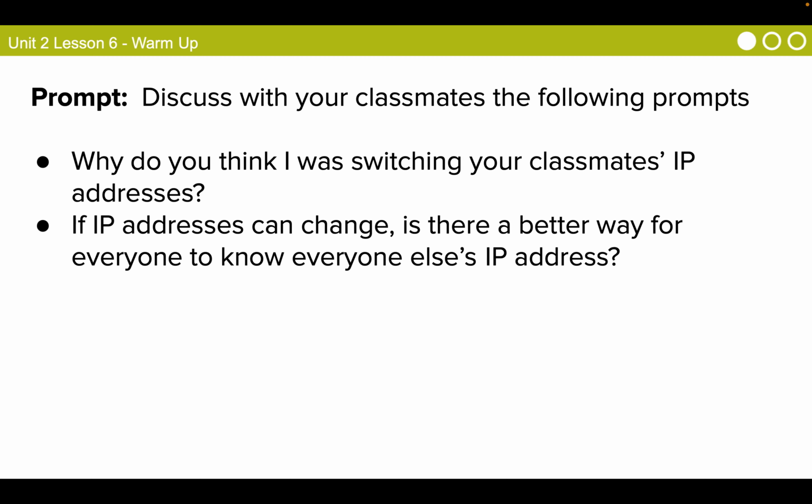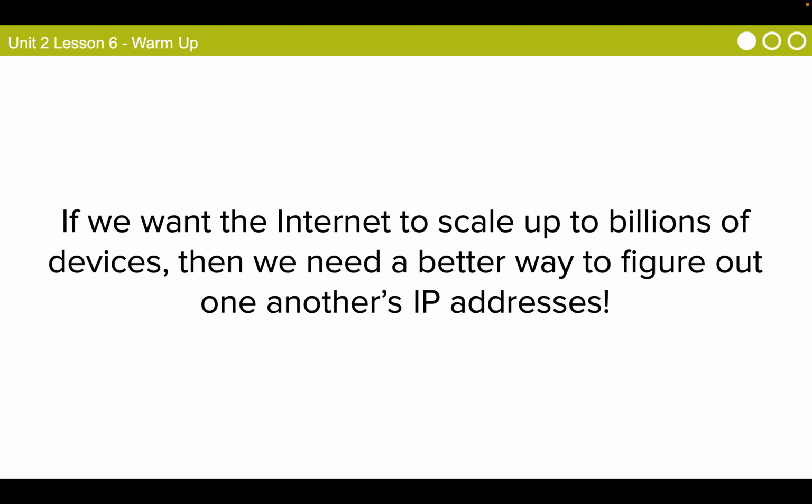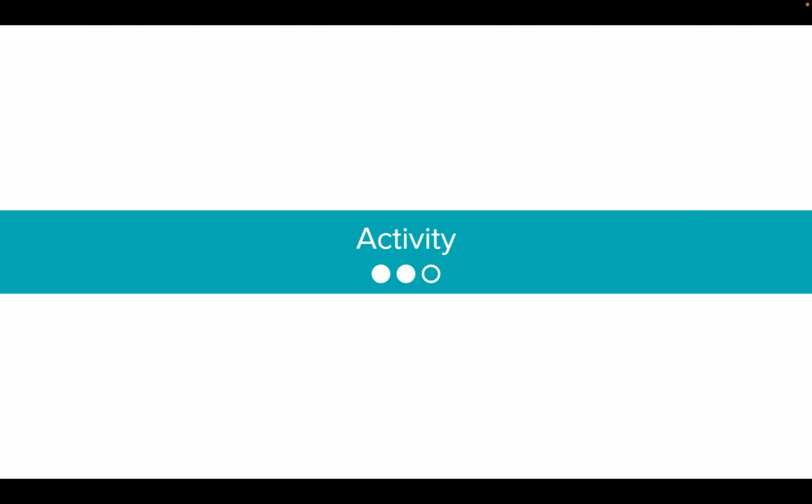So we need a system to keep up with the IP addresses we want to access and communicate with. And if we want the internet to scale up to billions of devices, we need that system to handle all of that complexity, to keep up with all of those IP addresses, even as the internet grows very quickly, and even as IP addresses sometimes change. So the answer to this is the Domain Name System, DNS. And that's what this first half of the lesson explores.